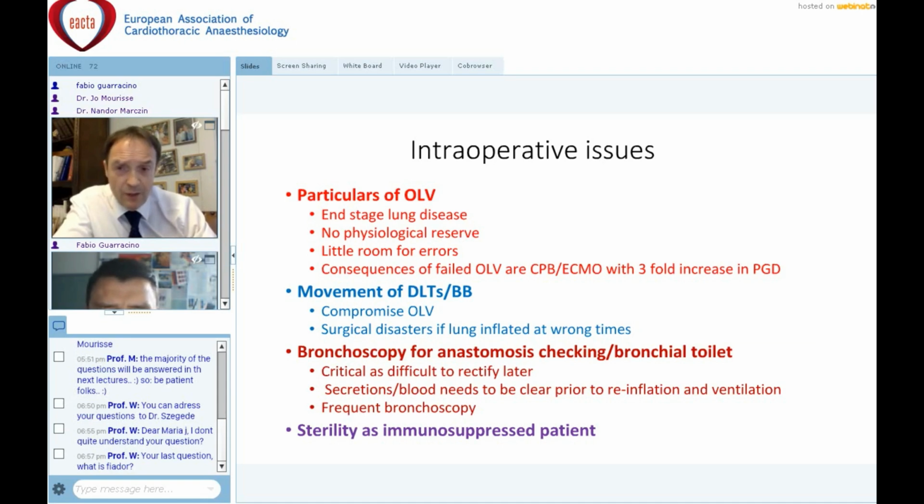Also, the surgical manipulations are very extensive, and therefore movement of the double lumen tubes or the blockers is paramount and is always a possibility. This would further compromise one lung ventilation.